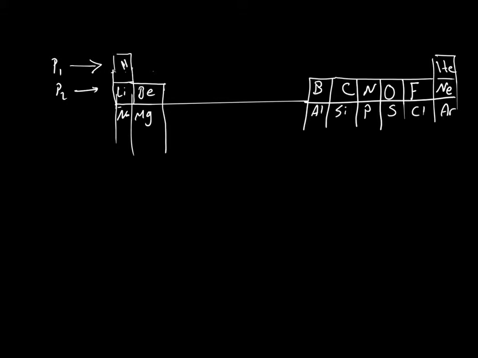Those elements are arranged ascendingly of their atomic number. So we have here an element with atomic number 1 and the mass number 1, 2, 3, 4, 5, 6, 7, 8, 9, and 10. 11, 12, 13, 14, 15, 16, 17, and 18.